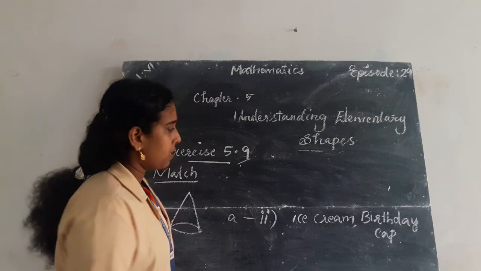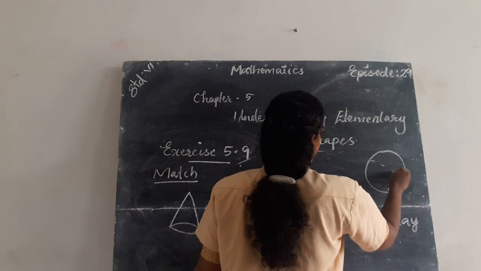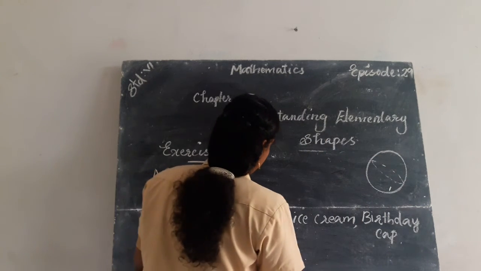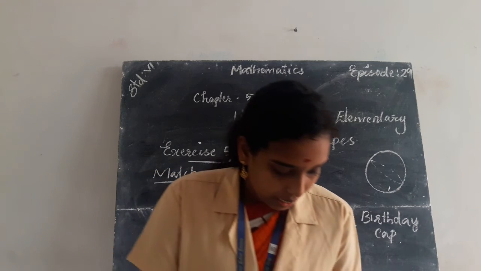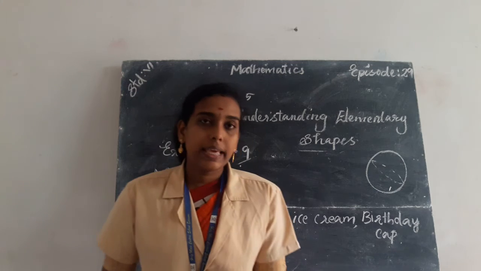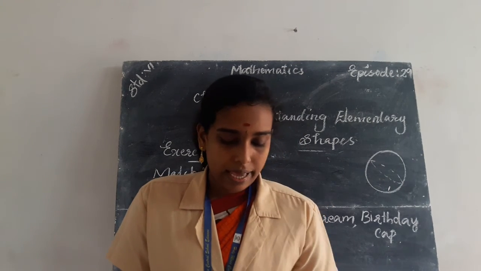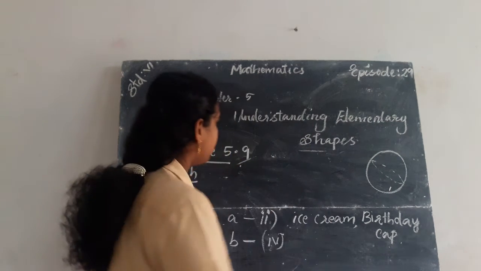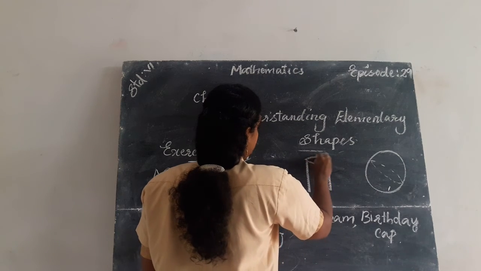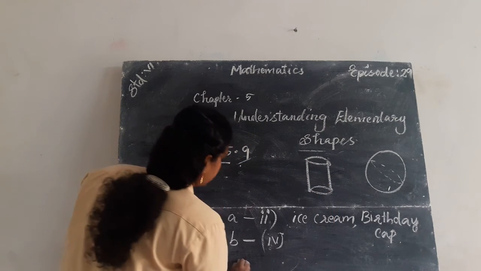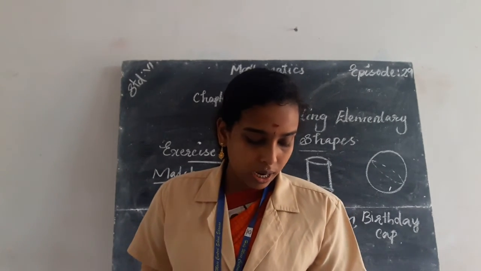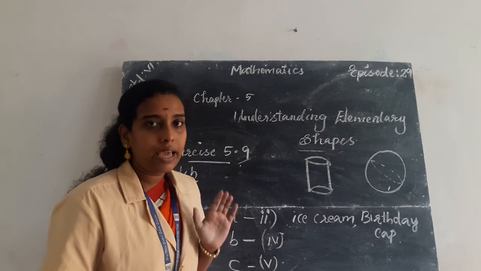Then next one is sphere. Sphere is like this. And the second one, B, is matched with option 4. Examples of each shape: things with the same shape as a sphere are a cricket ball, a tennis ball, etc. Then next one is cylinder. This is the shape of a cylinder. And question C is matched with the 5th option. And examples of the shape are a road roller, etc.